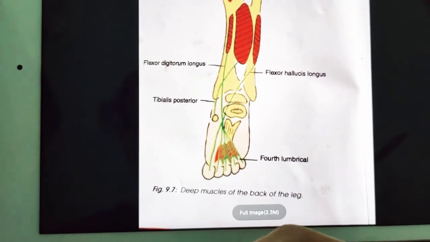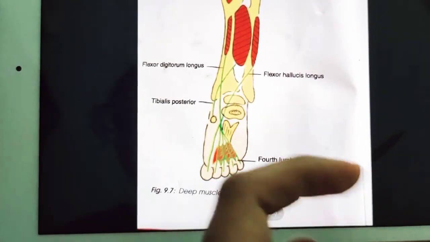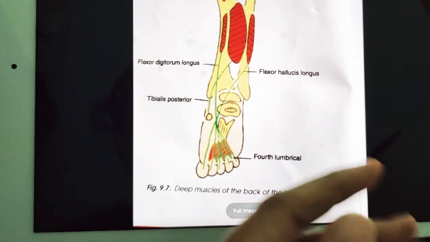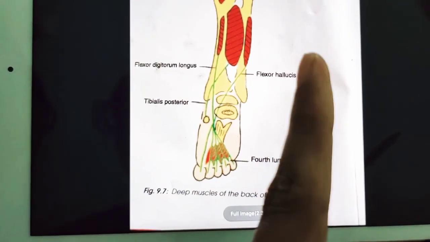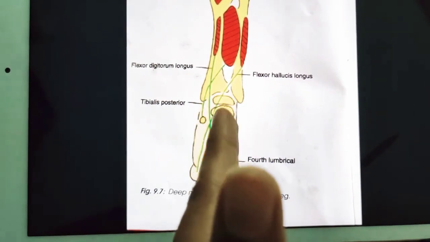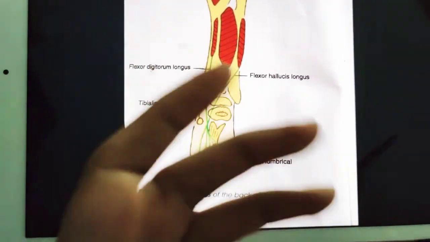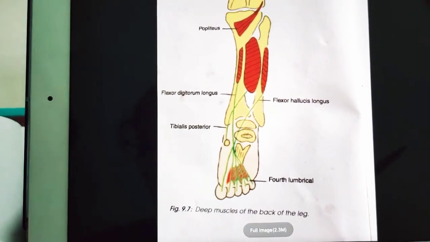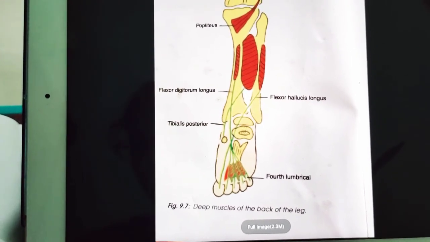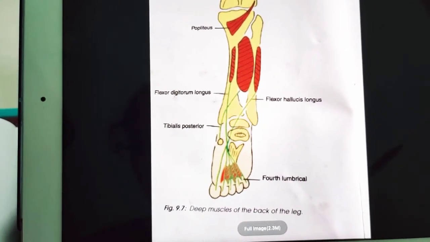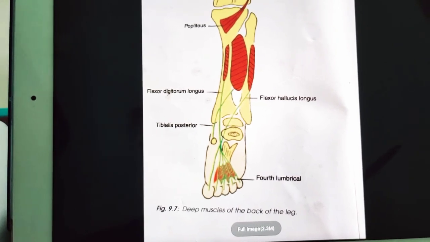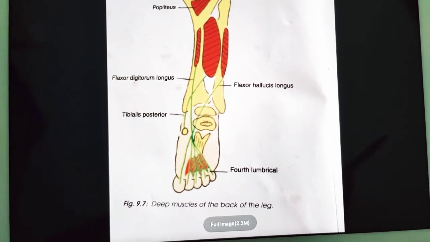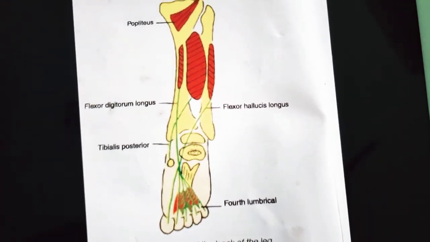So of course this is also supplied by the tibial nerve, and the main action of this is that it's an inverter and also a powerful plantar flexor. As we already discussed, the superficial and deep muscles of the posterior compartment are mainly used for plantar flexion, like this. Okay, so for that they are useful, and it is an important factor maintaining the medial and transverse arches of the foot. So mainly this tibialis posterior maintains the medial and transverse arch of the foot.